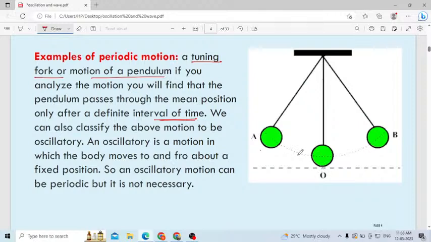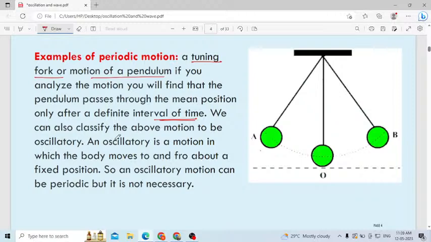In the pendulum, I will explain this in detail. A and B are the extreme positions. At the point O, this is the mean position. The pendulum will oscillate from the extreme to the mean position with periodic motion. You will find that the pendulum passes through the mean position only after definite intervals of time. This is the mean position, this is the extreme position. Only at a definite interval of time will the pendulum reach the mean position.